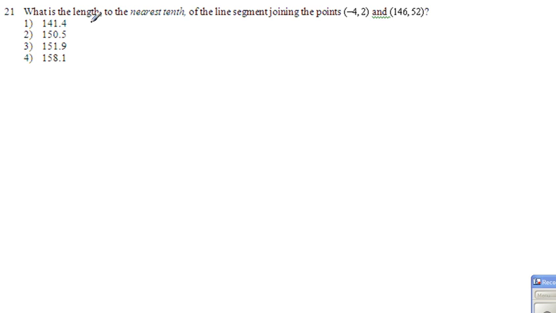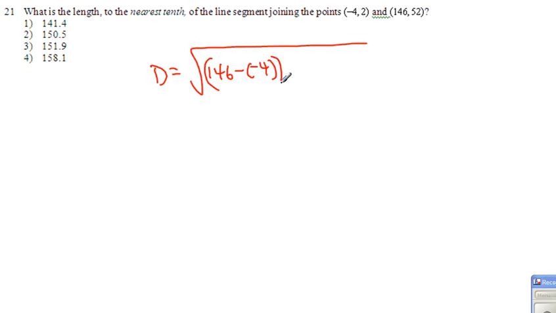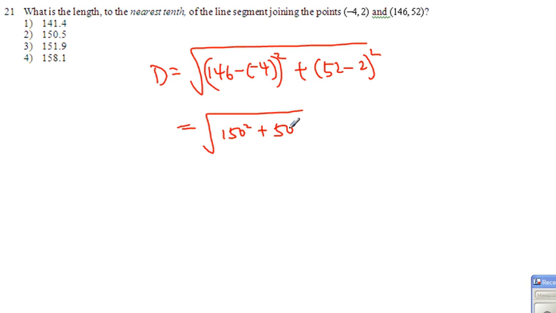Now, what is the length, to the nearest tenth, of the line segment joining here? So we're trying to find the distance. If you use the distance formula, here we have d is equal to the square root of 146 minus negative 4, x2 minus x1 squared, and then we have 52 minus 2 squared. And here we have 150 squared plus 50 squared.